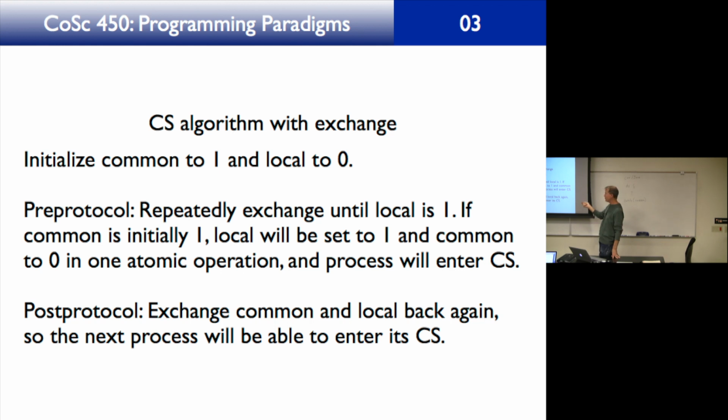You initialize common to 1 and local to 0. And in the pre-protocol, you repeatedly exchange until the local is 1. If common is initially 1, local will be set to 1 and common to 0 in one atomic operation. And the process will enter the critical section. And then if the other one tries to get in, it won't.